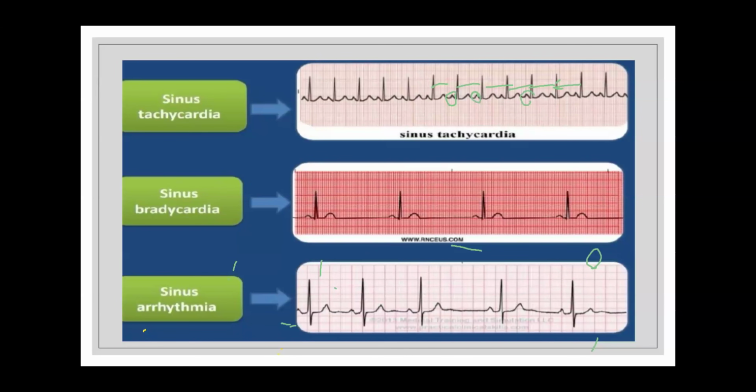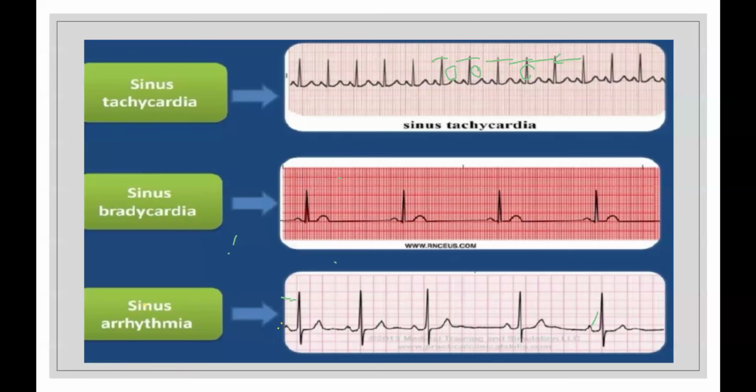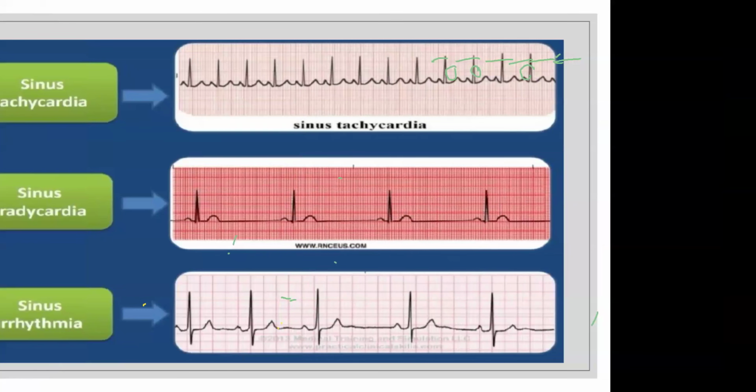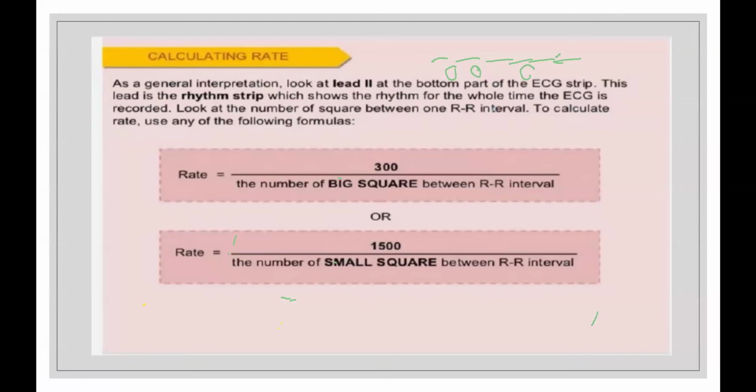And what is sinus bradycardia? You see the distance between the two R waves becomes increased. That means the heart rate goes down, but every QRS is preceded by P waves. So we call it sinus bradycardia. Sinus arrhythmia we have already discussed in detail. After the rhythm, now our second phase, third phase, we have already discussed standardization.